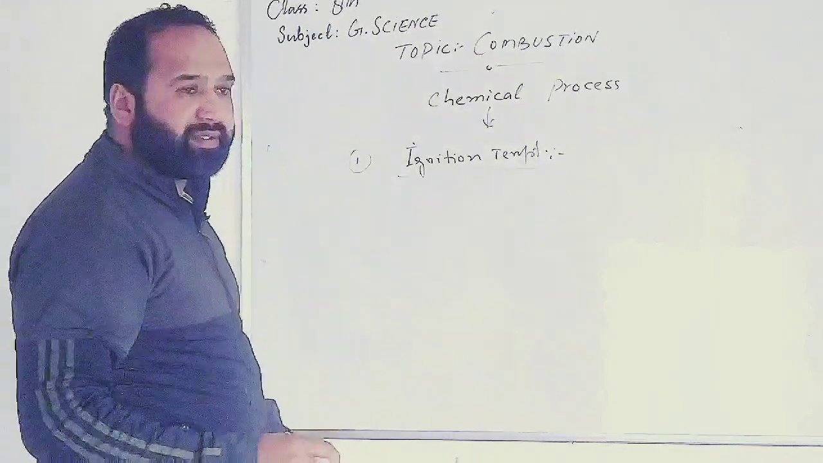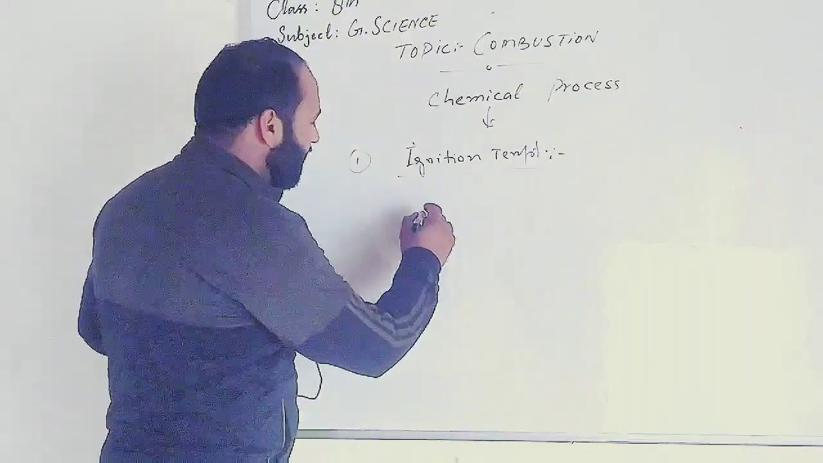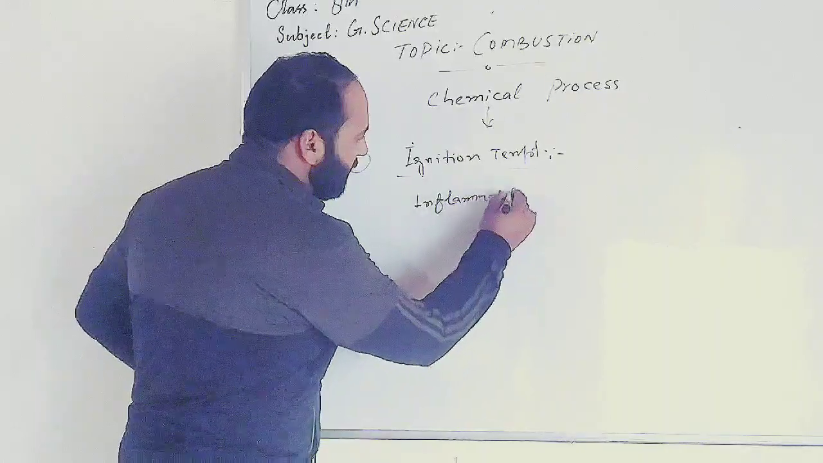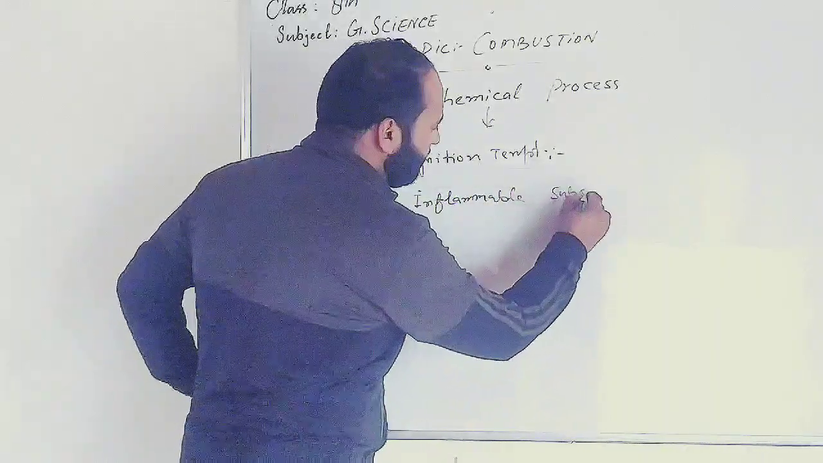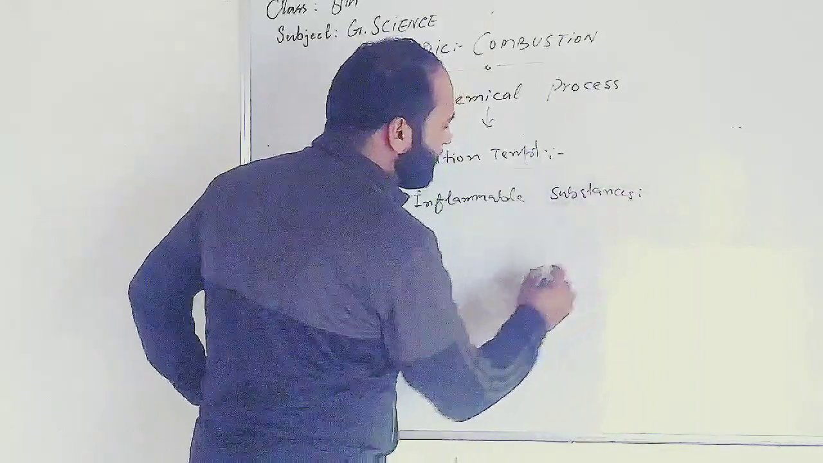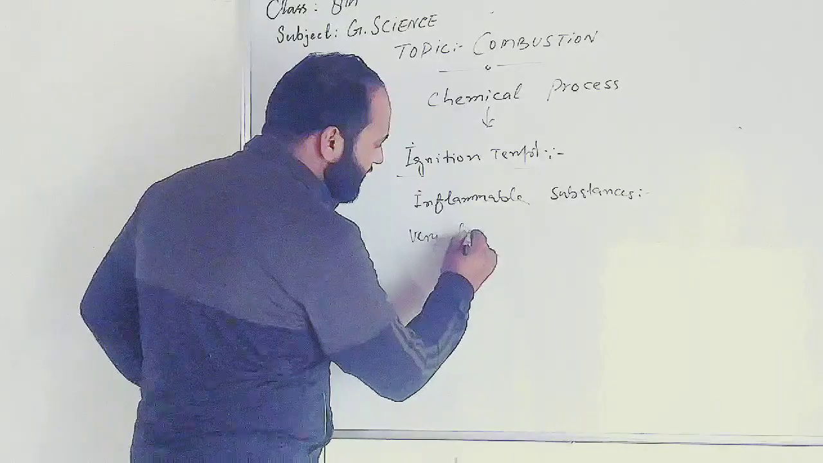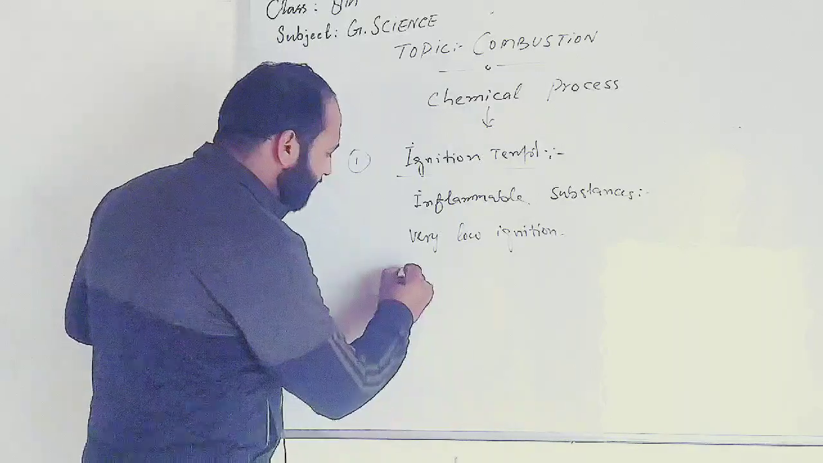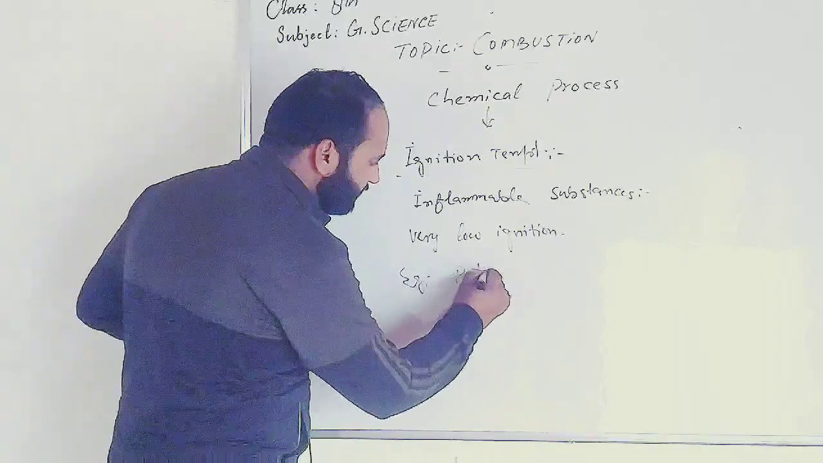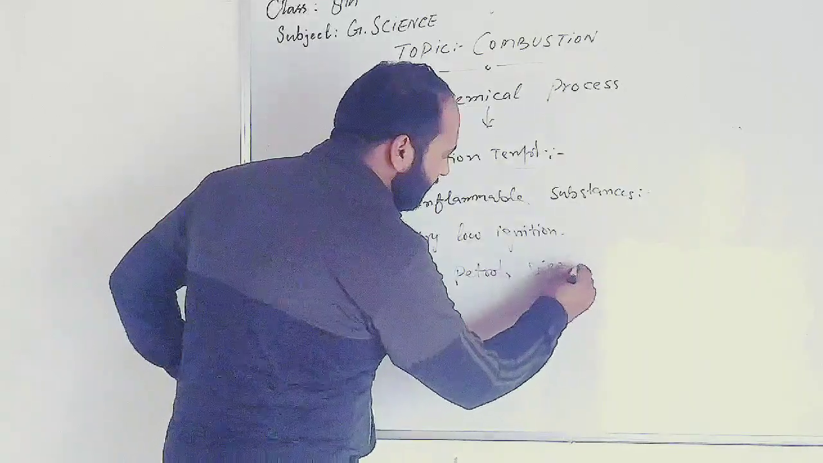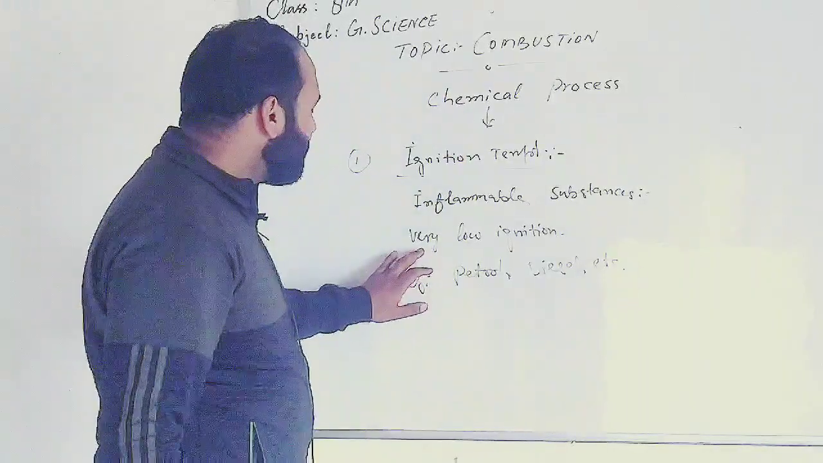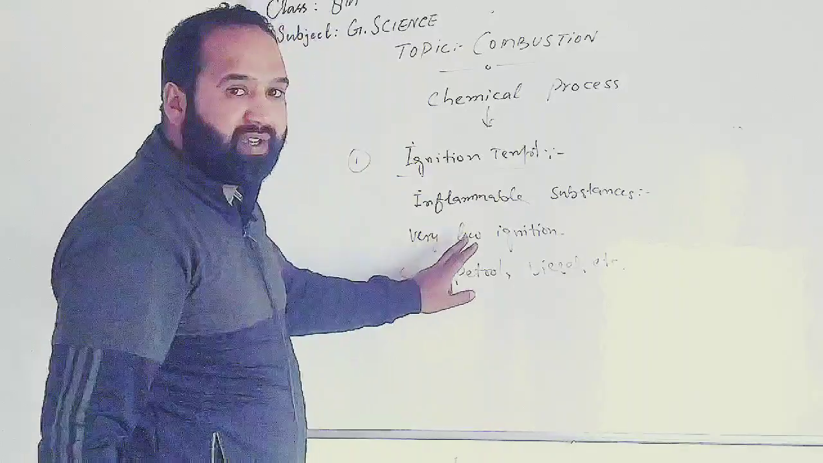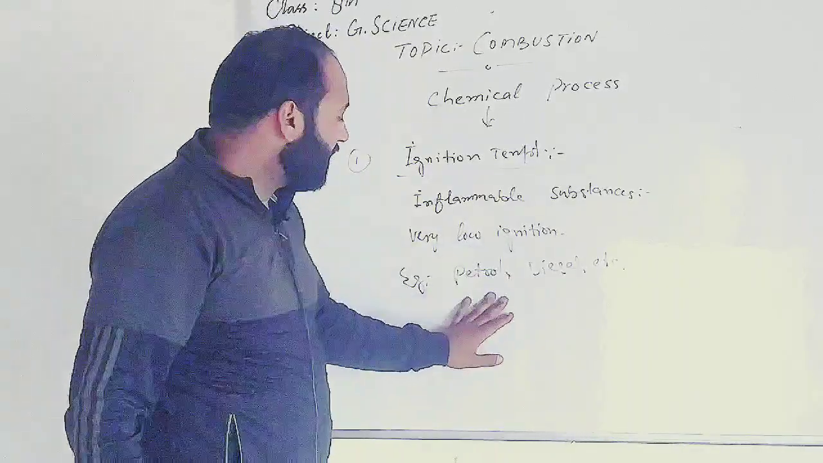We have many substances that have very low ignition temperature, and those substances are called inflammable substances. These are those substances that have very low ignition temperatures. For example, we have petrol, diesel, etc. Inflammable substances are those substances that catch fire at very low ignition temperatures. Among them we have petrol and diesel.